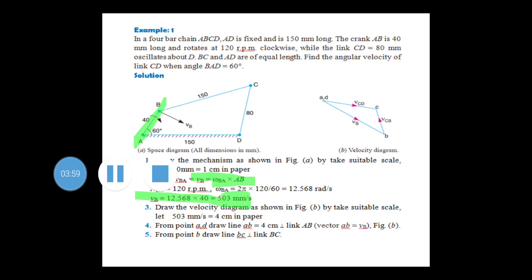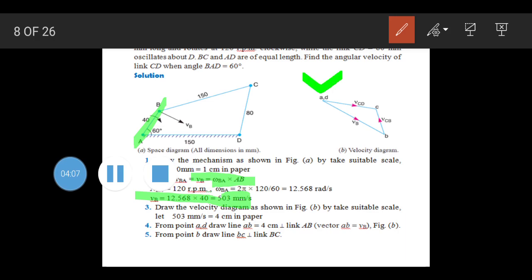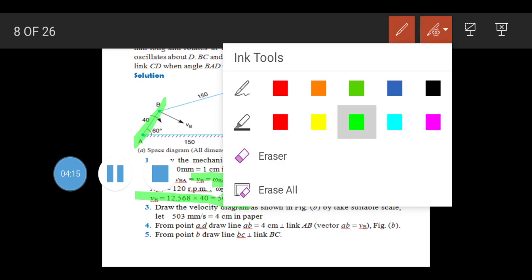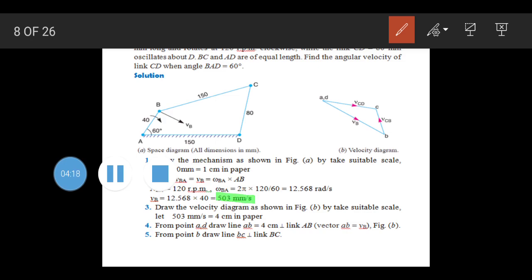When we get the velocity of the crank which is rotating, we will now go for the next step, that is to draw the velocity diagram. In order to draw this velocity diagram, we have to take a particular scale. Whatever value we have obtained, we take that scale as 503 for 4 centimeter. We will take the two fixed points, A and D, together at one particular point. Here we are able to see AD as the two fixed points.